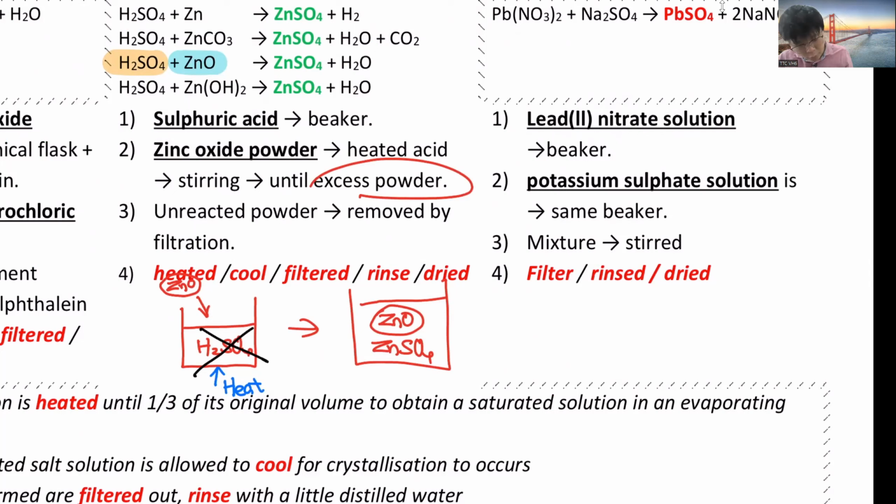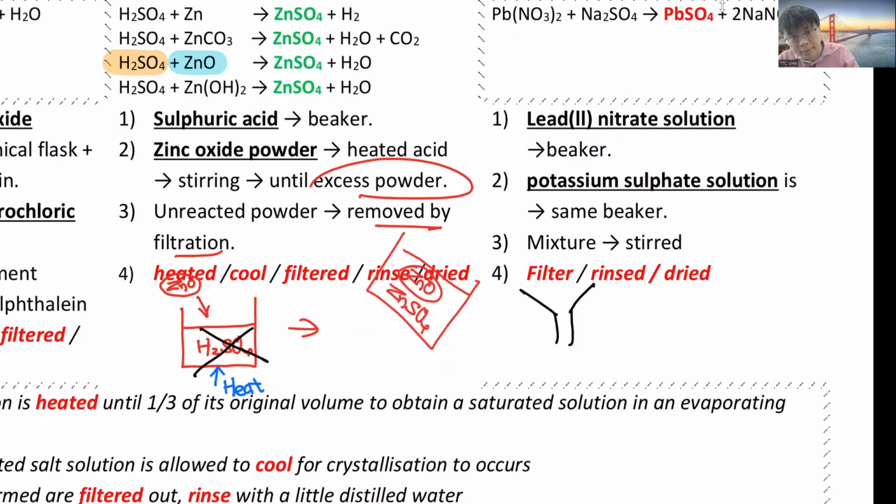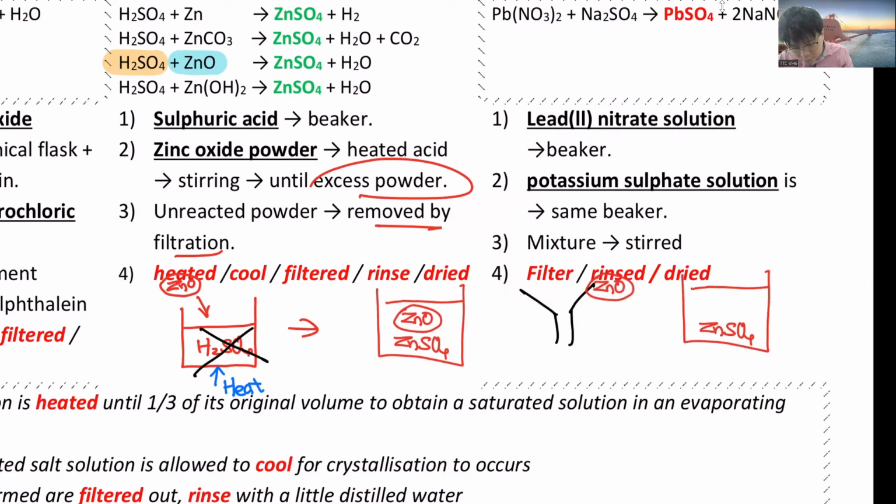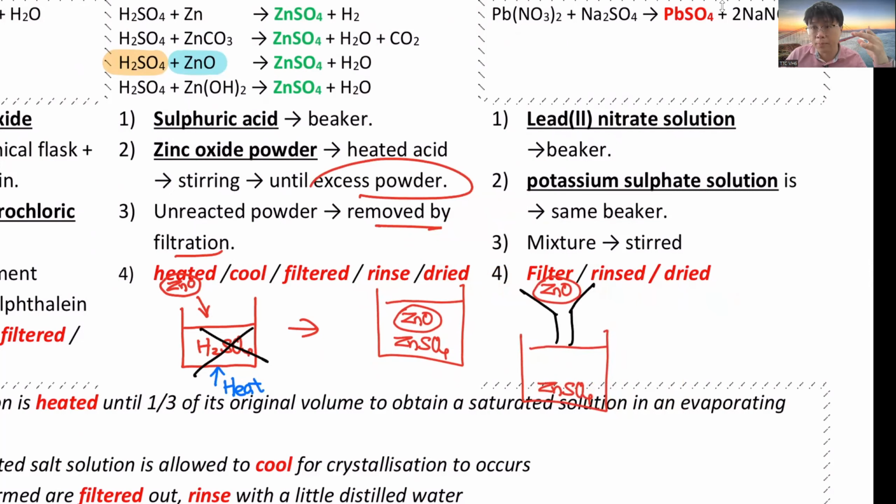Then how do you take the excess metal oxide powder out? You remove it by filtration. You take a filter paper and pour this in. The solid will remain as residue, and the filtrate will be the zinc sulfate.